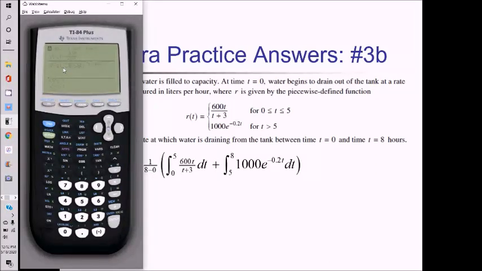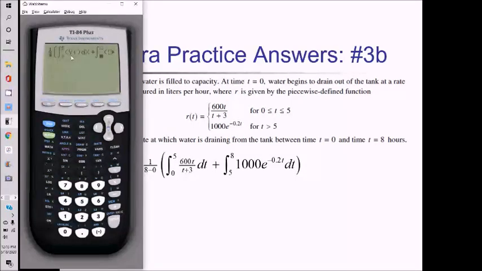And I'm going to do, let's see, fancy fraction mode, n over d, so 1 over 8 times, and now I'm going to do parentheses, math 9 to get my integral. We're going from 0 to 5. And in this first integral, I'm going to put y1, so alpha trace y1. That's where I stored the 0 to 5 version of r of t. Don't forget the dx.